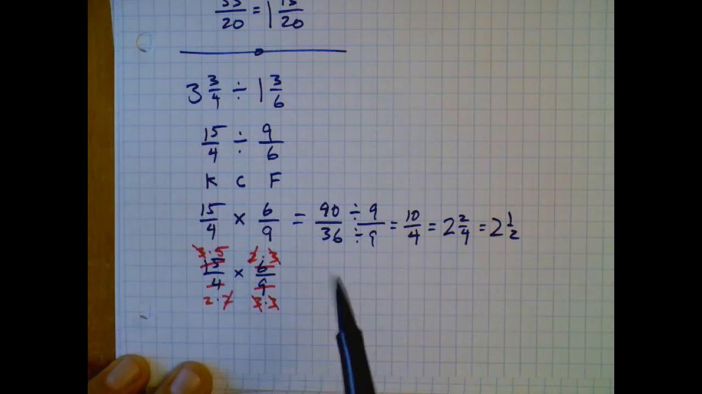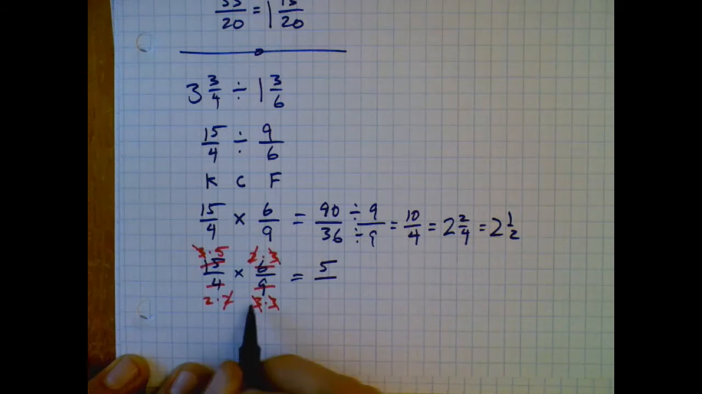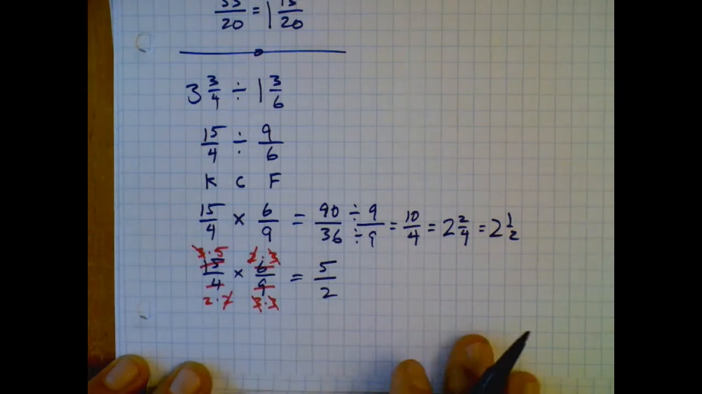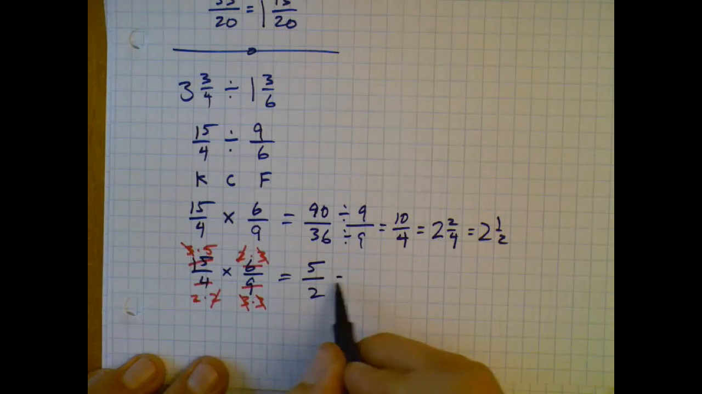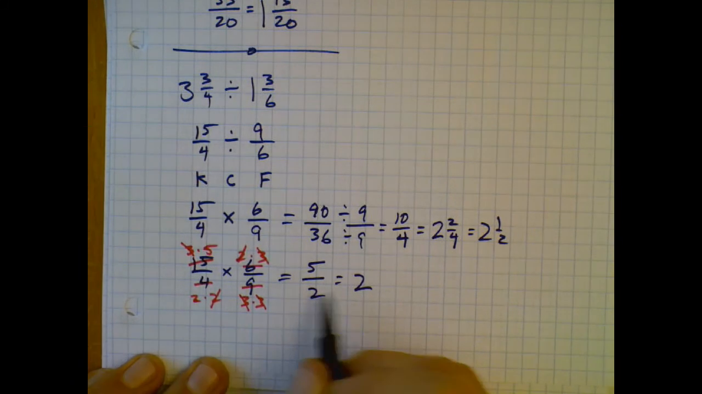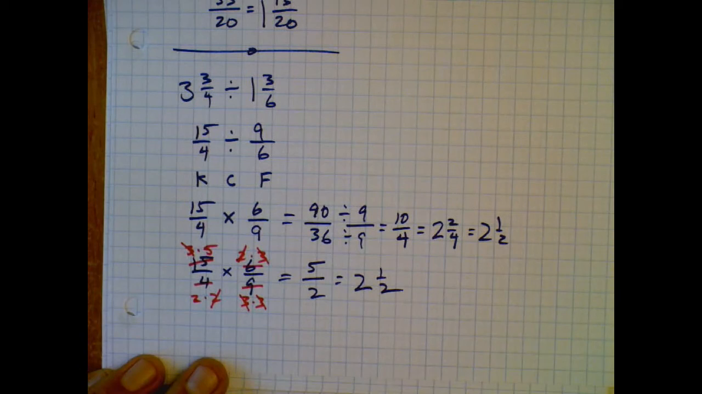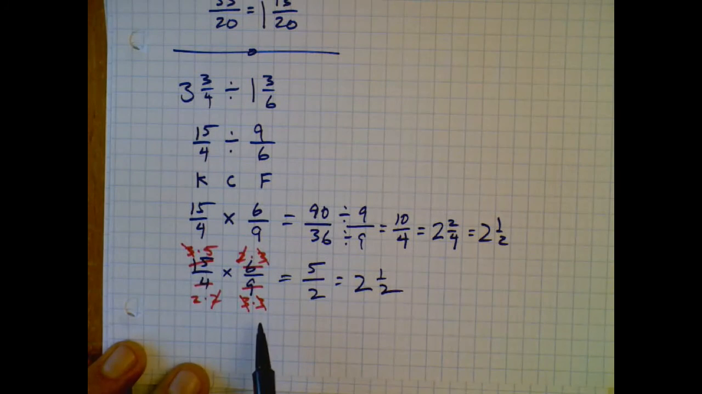So now, what do I have left? Well, I only have a 5. On the bottom, all I have is a 2. Boy, that makes that a lot smaller than 90/36. And then I can simplify this. How many 2s can get a 5? Well, I can get 2, and I would have 1 left over. So there's the same thing with canceling before we multiply.